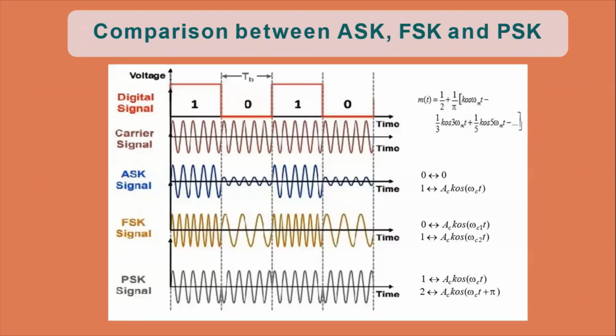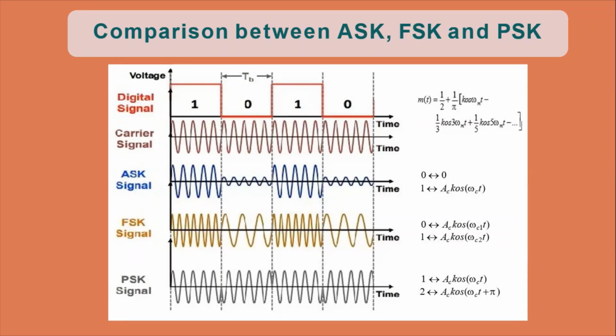So in this slide, we can have an overview and comparison of the three modulation techniques in detail. As you can observe, the digital signal is set as 1010, while the carrier signal remains as it is. So let's have a look part by part.